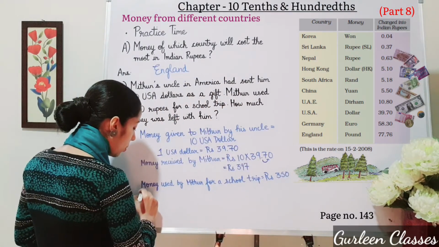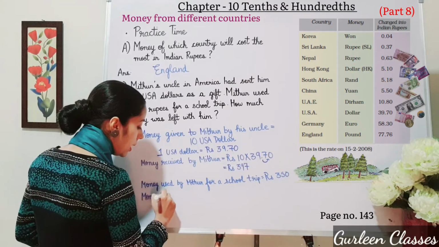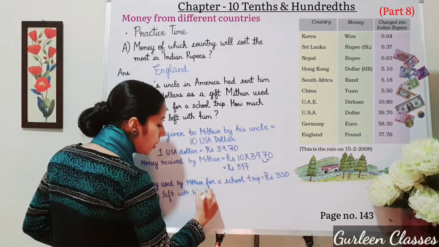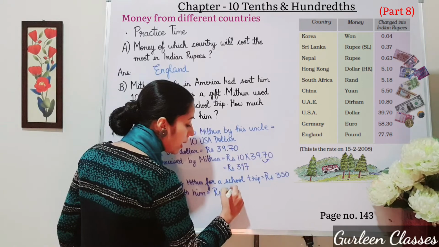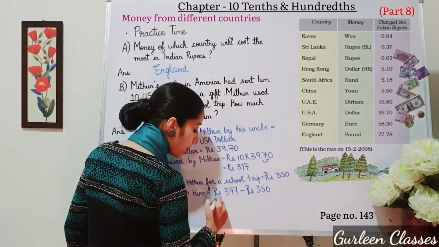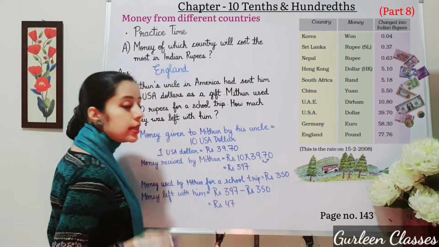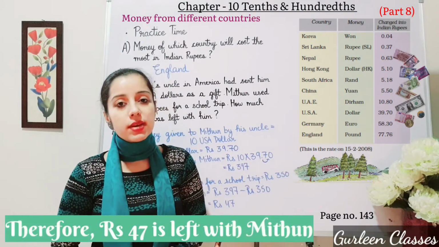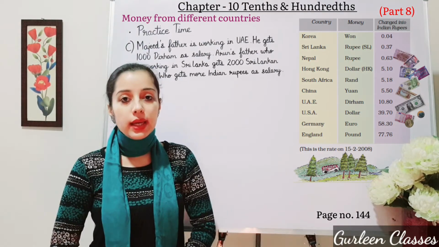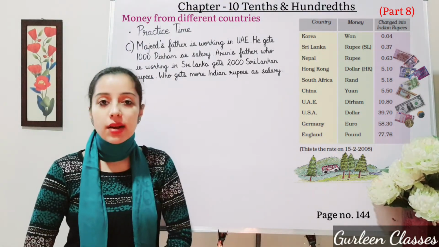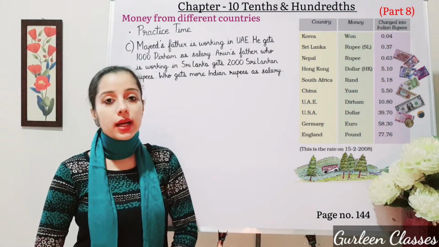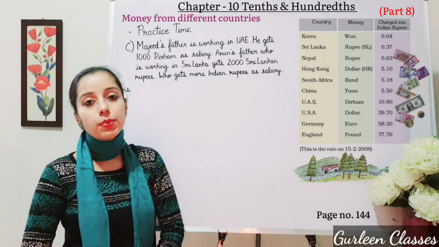Now money left with him, we will subtract rupees 350 from rupees 397. After subtracting, the answer is coming 47. So at last we will write, therefore rupees 47 is left with Mithun. Now question number C. Majid's father is working in UAE. He gets 1000 dirham as salary. Arun's father, who is working in Sri Lanka, gets 2000 Sri Lankan rupees. Who gets more Indian rupees as salary?